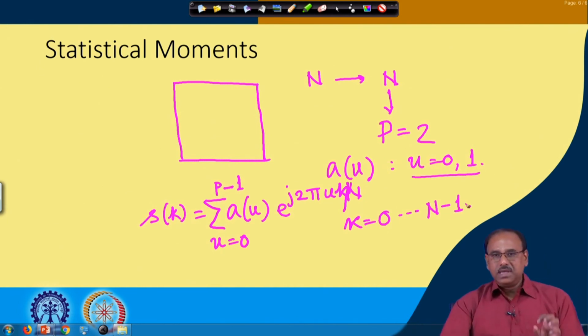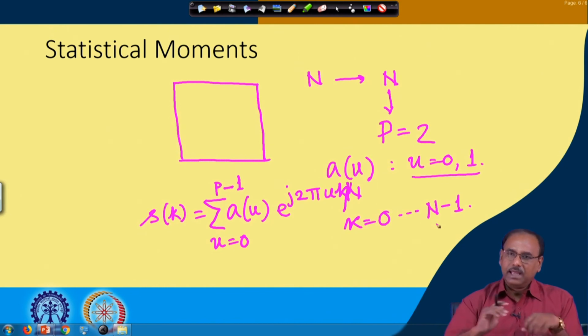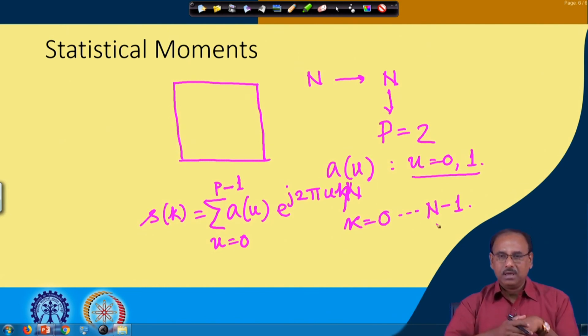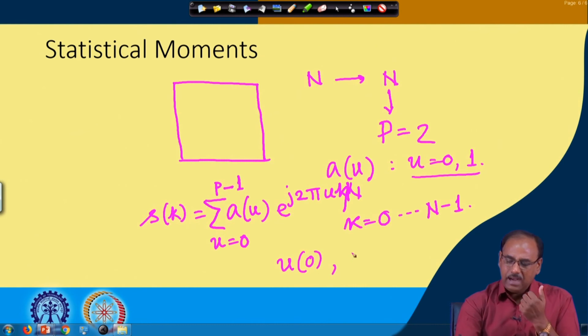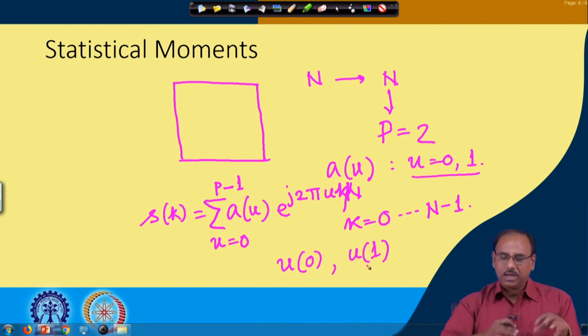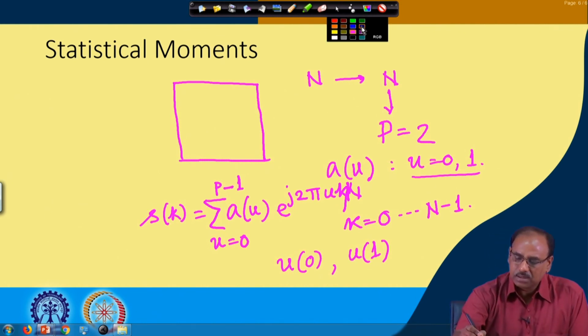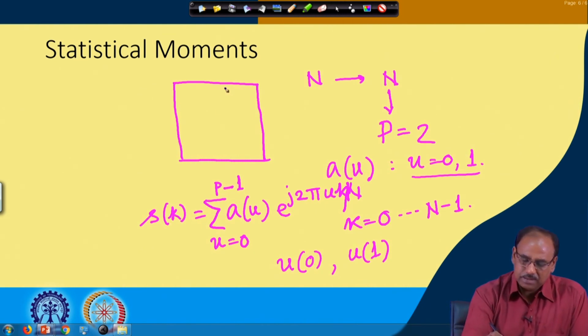So, what we are doing is, since I had capital N points on the boundary, I am reconstructing capital N points through this inverse Fourier transformation, but while doing so, the number of Fourier coefficients that I am considering is not N, rather P coefficients, where P is less than N. Given this, if I consider P equal to 2, that is, only the Fourier coefficients u equal to 0 and 1 for reconstruction in the inverse Fourier transformation, then the shape that I reconstruct will be something like this.